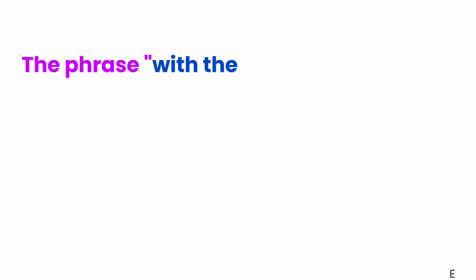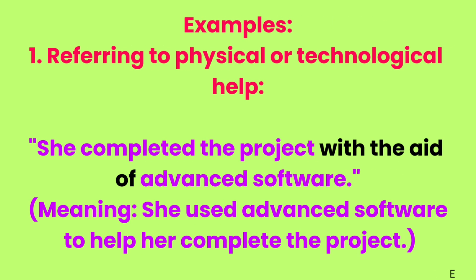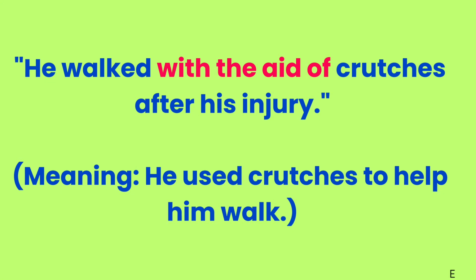The phrase with the aid of means with the help, support, or assistance of someone or something. It is often used to indicate that a task or action was made possible by external support. Examples. 1. Referring to physical or technological help. She completed the project with the aid of advanced software. Meaning, she used advanced software to help her complete the project. He walked with the aid of crutches after his injury. Meaning, he used crutches to help him walk.